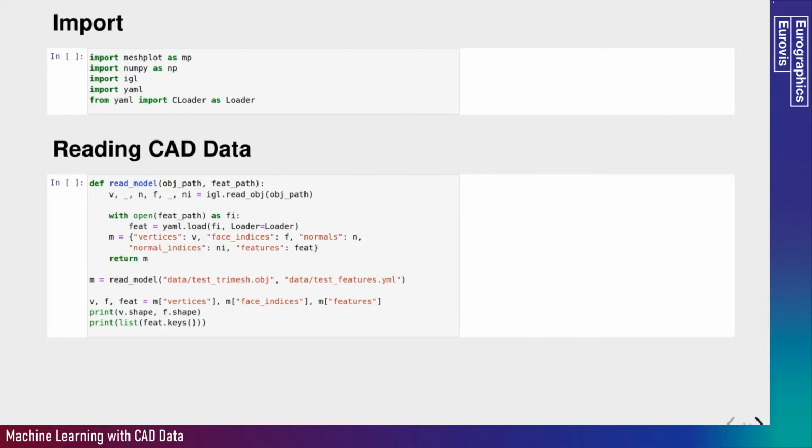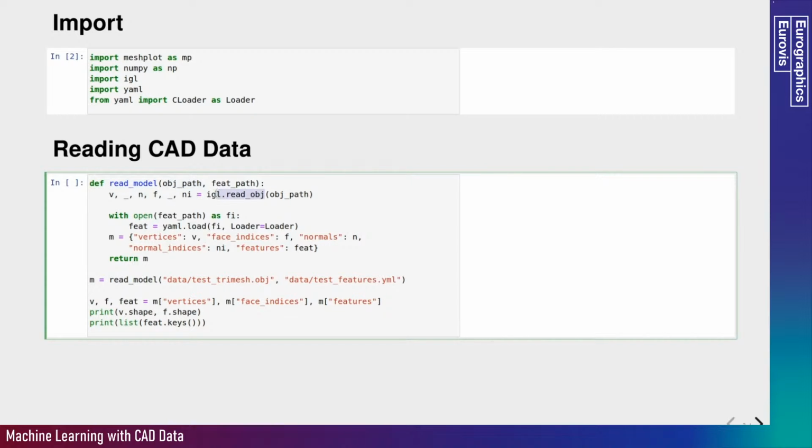Let's see. For reading the data, we need a few libraries again. For example, we need the YAML library, then libIGL for processing, NumPy for data representation, and Meshplot for visualizing the data. If we have downloaded the ABC dataset, there are different channels. In this case, we just make use of the OBJ or object channel as well as the feature channel. And if we want to load our data for training a machine learning model, we now need to load the models. And we can do this by defining such a simple read model function.